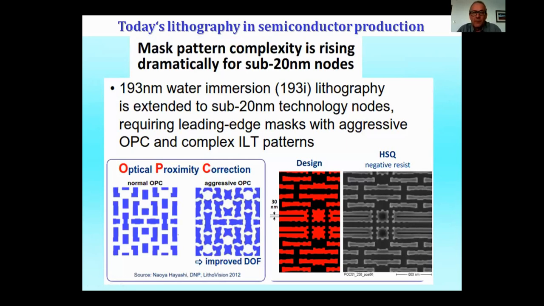With decreasing size of structures, the complexity of patterns is also rising dramatically. In production, for correction of diffraction, there is the optical proximity correction method. But with decreasing to sub-20 nanometer technology nodes, the preparation of such structures becomes significantly more complicated. You can compare normal optical proximity correction on the left, and on the right, aggressive, improved proximity correction to get the final structures as necessary.